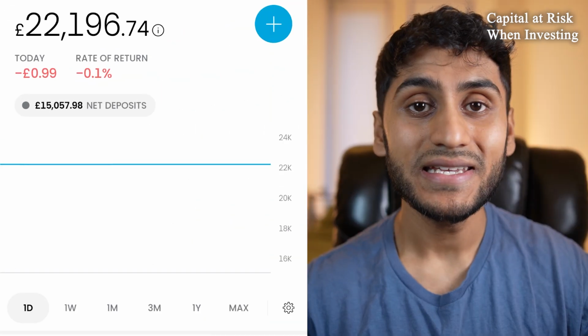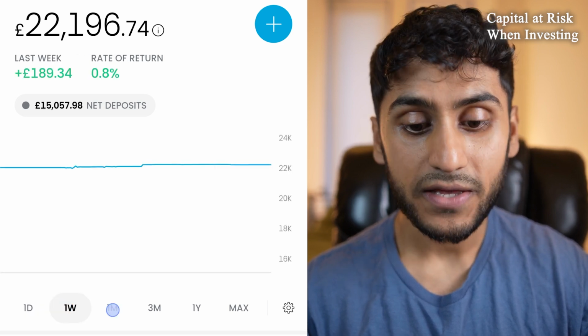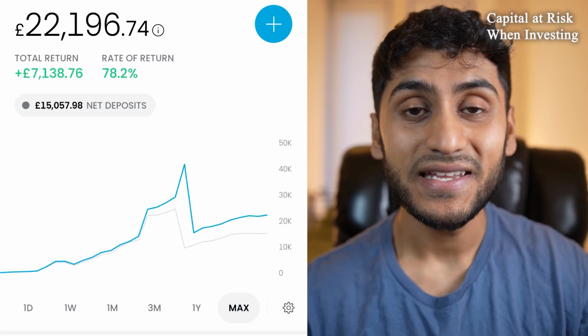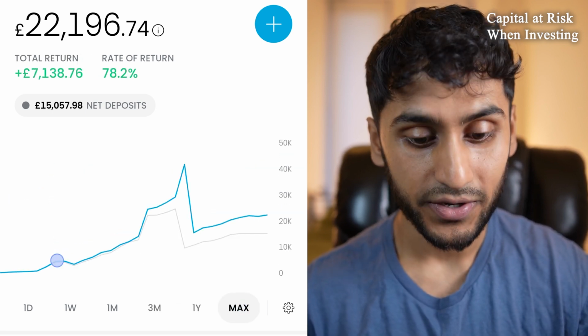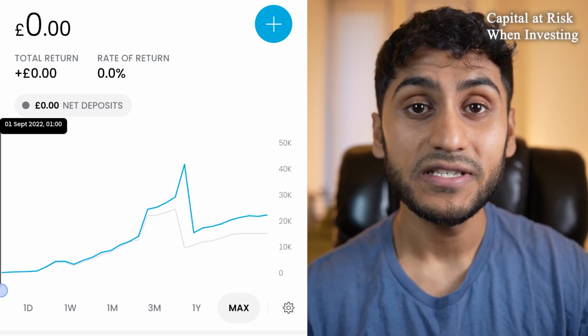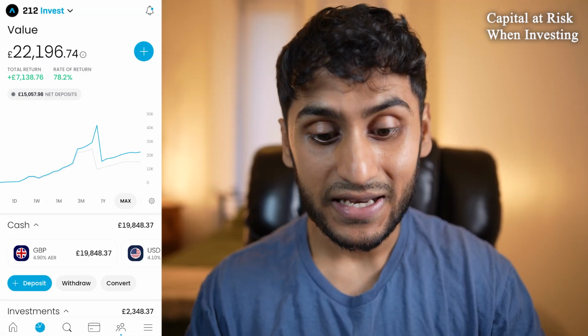So here we are, as you can see from this graph. Of course, you can easily change the axis of the graph to get a 1-day view, a 1-week view, a 1-month view, 3 months, 1 year, and max. Let's just stick to the maximum recorded time period. As you can see, I started with Trading 212 basically on the 1st of September 2022, so well over 2 years now. And since then, my rate of return, Trading 212 calculated anyway, is a positive 78.2%.